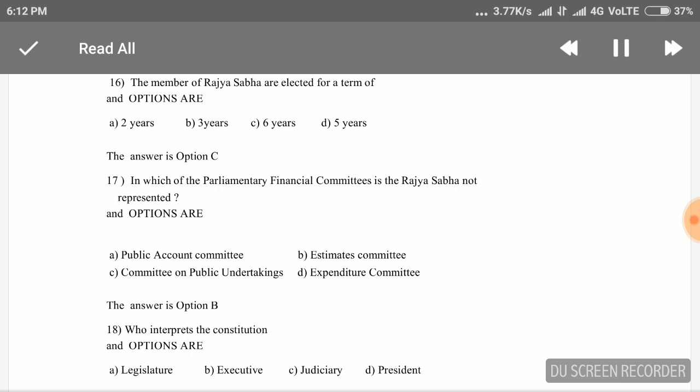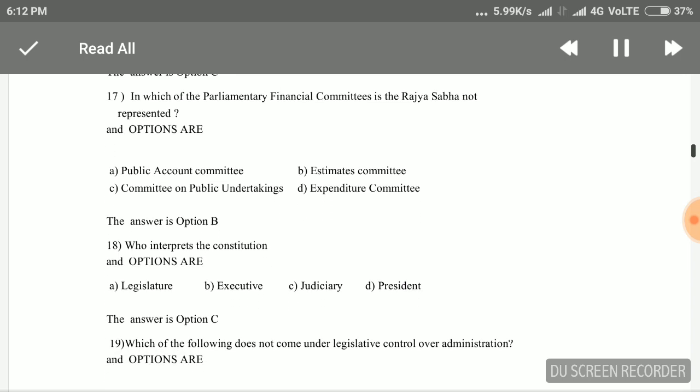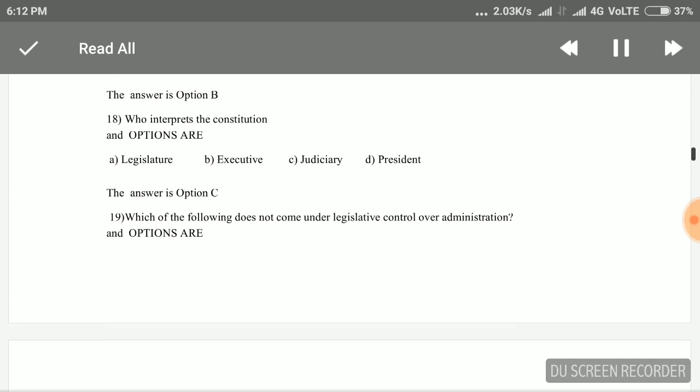18. Who interprets the Constitution? And options are A. Legislature, B. Executive, C. Judiciary, D. President. The answer is option C.